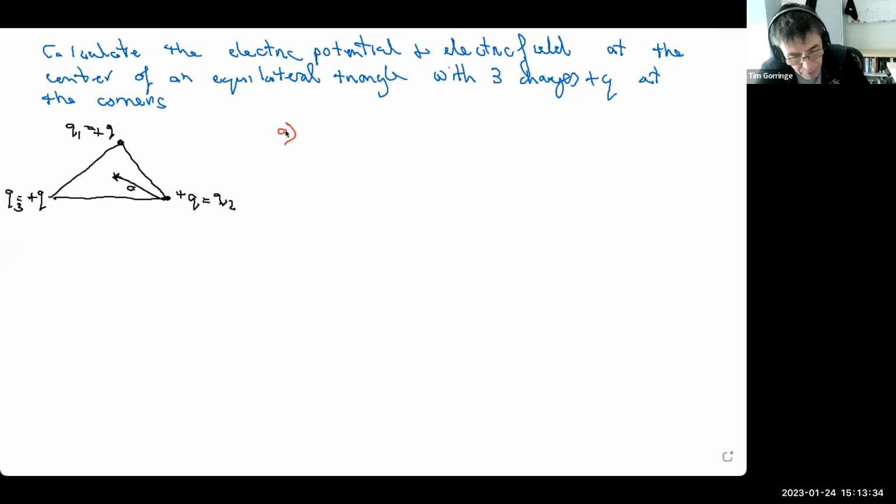So the potential. The potential at the center of the triangle, due to the three charges, is the superposition of the electrical potentials of the individual charges. So V1 is the potential of charge 1. I call that the charge at the top of the triangle. V2 is the potential of charge 2. I call charge 2 the one on the right of the triangle. And V3, that's the potential due to charge number 3. That's the one on the left of the triangle. So this is the superposition principle.